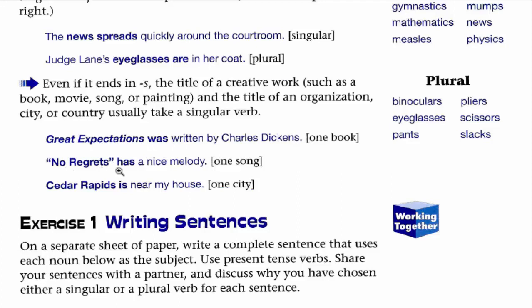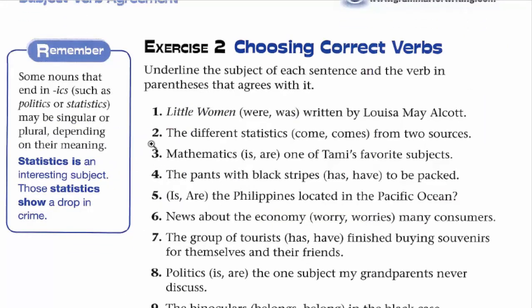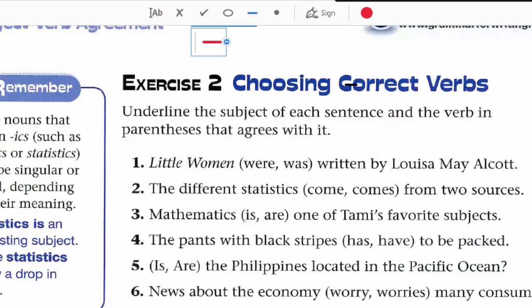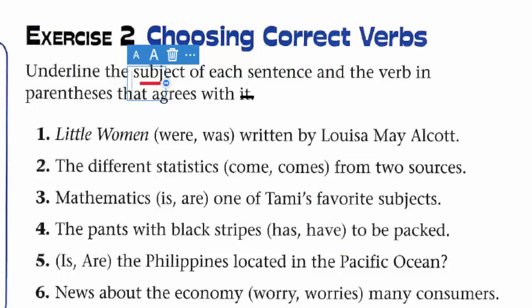No Regrets has a nice melody. No Regrets is a song. It's only one song, so it takes a singular verb. Cedar Rapids is one city, so it's still singular. Let's go to the next page and start answering these questions. Exercise number 2, choosing correct verbs. Underline the subject of each sentence and the verb in the parentheses that agrees with it.